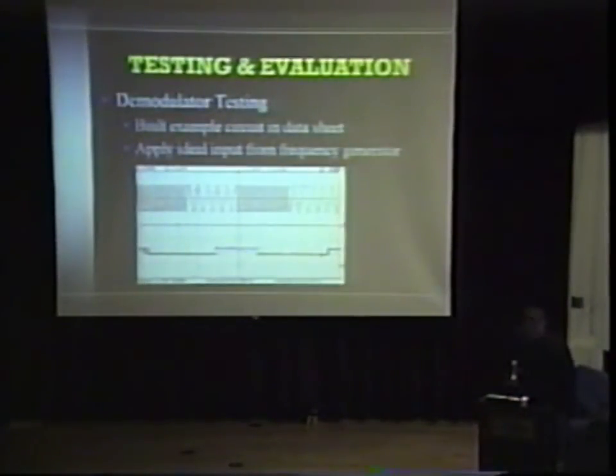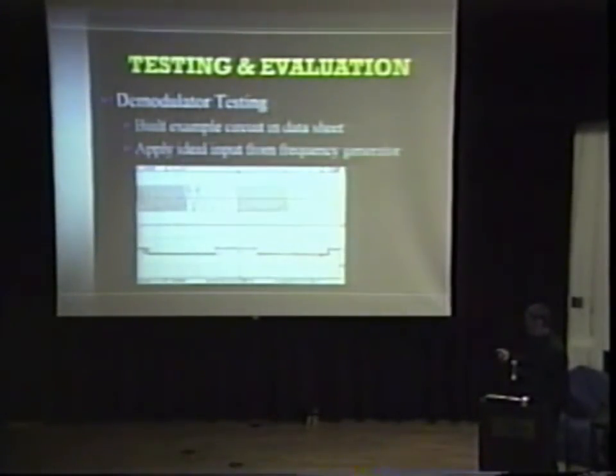The demodulator testing on the breadboard consisted of building the example circuit in the spec sheet and applying an ideal input from the frequency generator. This is the FSK waveform input, and the output still is not ideal. It's got about a 100 millivolt DC value and oscillating around a 50 millivolt peak square waveform. And there's also the phase shift associated between the VCO locking onto the frequency.